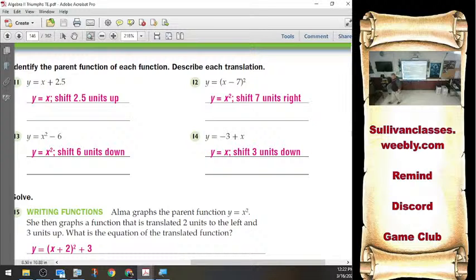Okay, again. Now, this whole lesson was just about lines and parabolas. So we only had to look in two spots. Did 14 kind of throw you for a loop because it was written different? Okay. Just take your two terms and swap them.